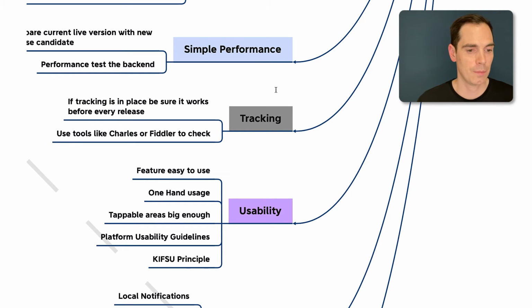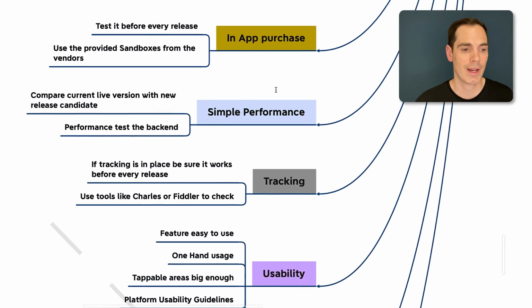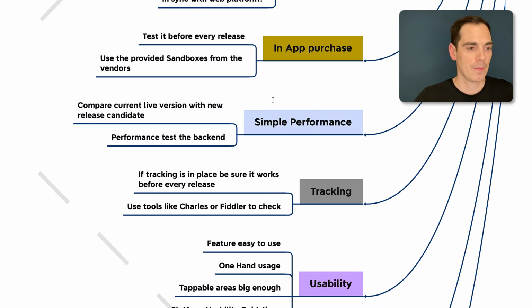Tracking. If tracking is in place, of course, make sure that everything is working before release, because there is nothing more critical for a company. If, for example, you have an app release, you go out and then you find out that the tracking is not working anymore, then you're more or less blind on the usage data, on new features. You cannot make decisions based on the tracking. So this is really important to check. You can use, for example, Charles Proxy or Fiddler or any other proxy tool to check that the tracking is being implemented correctly.